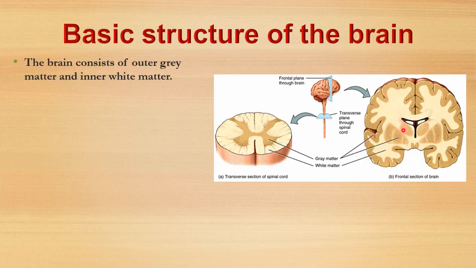But if you look at the spinal cord, it is quite opposite. It is reversed, where you see the inner gray matter and outer white matter. That is how the topography or the structures are arranged, mainly for functional reasons. As you go along the structure of the various parts of the brain one by one, you will be able to understand why this type of arrangement is present in the brain.